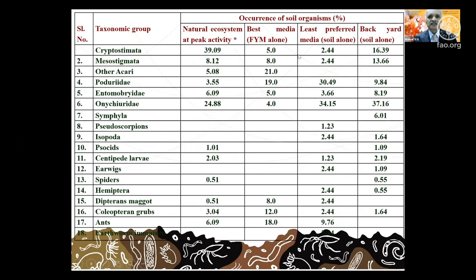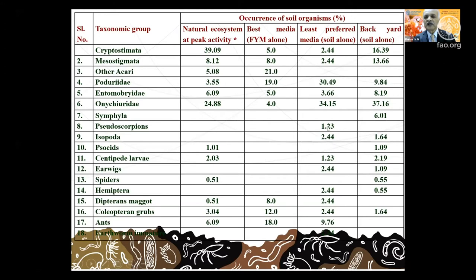So regarding the composition, in the natural ecosystem only a single peak activity was observed. Here cryptostigmata dominated over other acari, and Onychiuridae dominated over other collembolans, and so on. Then in the best medium, FYM, other acari dominated, and Sminthuridae dominated over other collembolans. In the soil, the least preferred one, the cryptostigmata and mesostigmata were in equal proportion, and Onychiuridae dominated over other collembolans, and here we also observed pseudoscorpions, isopods, and isopod.